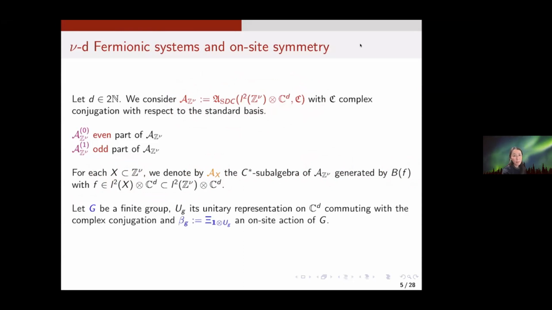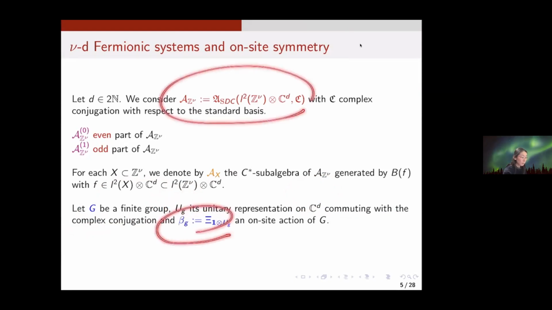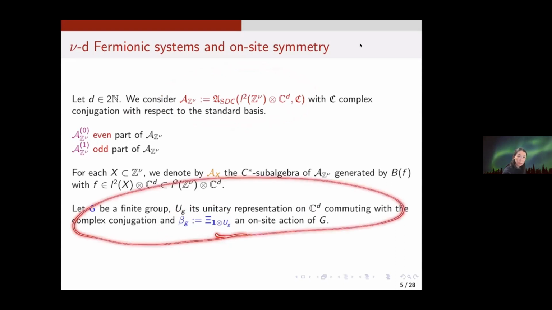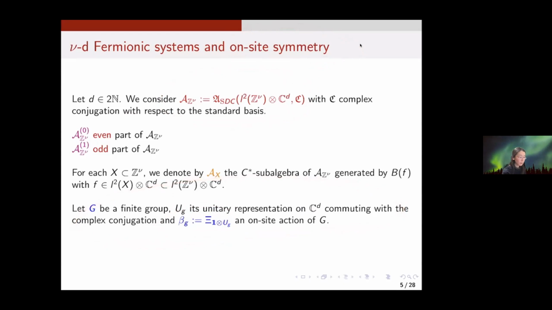Now, as I said in the beginning, we care about symmetry in this talk. So I would like to define it in this slide. Let G be a finite group, and let U_G be its unitary representation on C^d. And we assume that it commutes with a complex conjugation. And recall that having such a unitary, we can construct or define an automorphism given by this, 1 tensor U_G. So like this, out of this U_G, we get a group action on this self-dual CAR algebra. I will consider such symmetry as on-site symmetry. And we will think about this symmetry later in this talk.